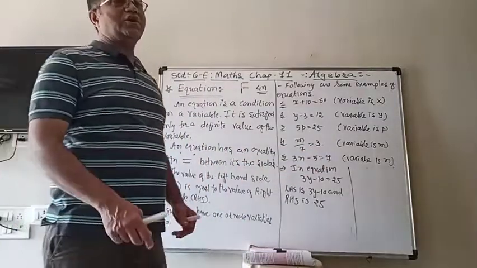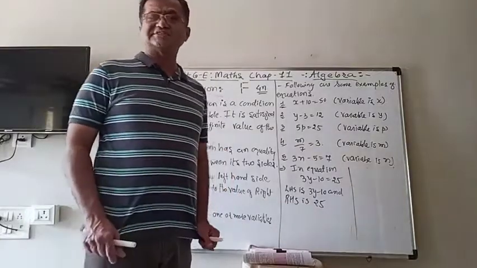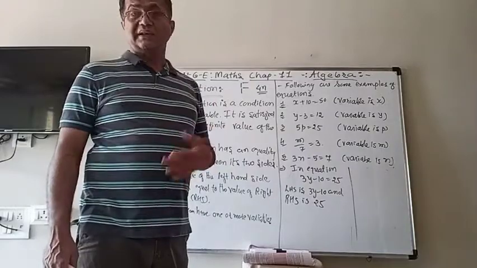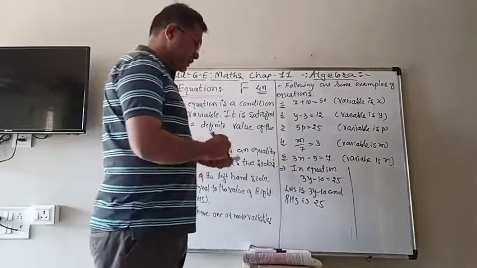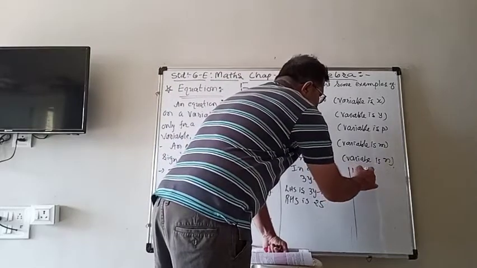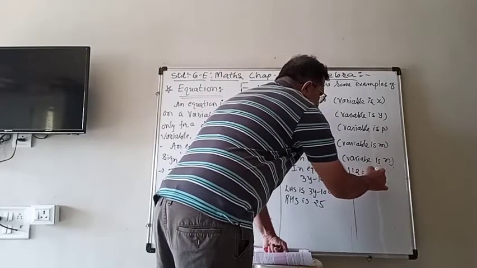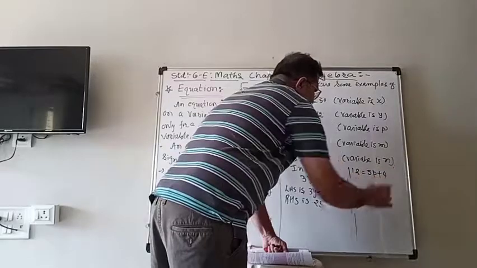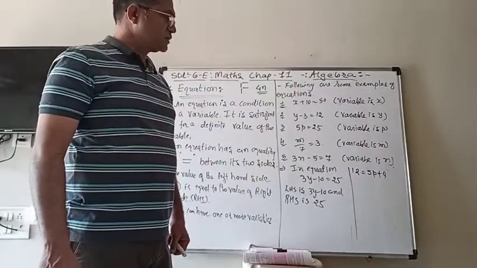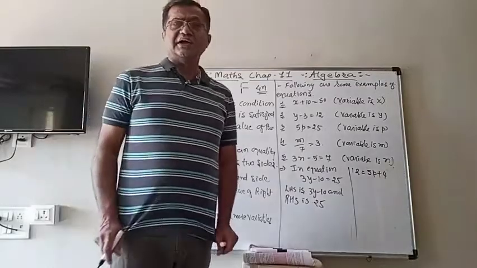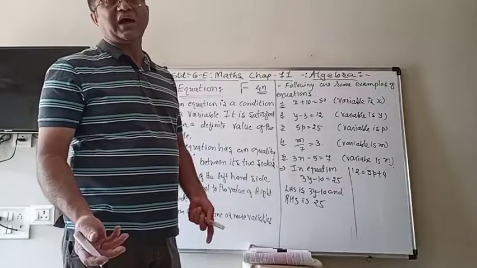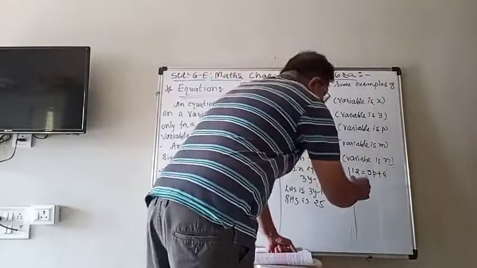Now let me tell you one thing. It is not necessary that the variable will be only on the left side. There are also equations like 12 is equal to 5p plus 4. It can also be an equation. So it is not necessary that the variable can be only on the LHS or only on the RHS. It can be like this also.